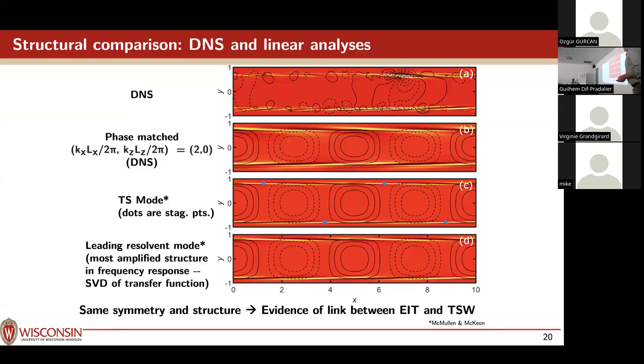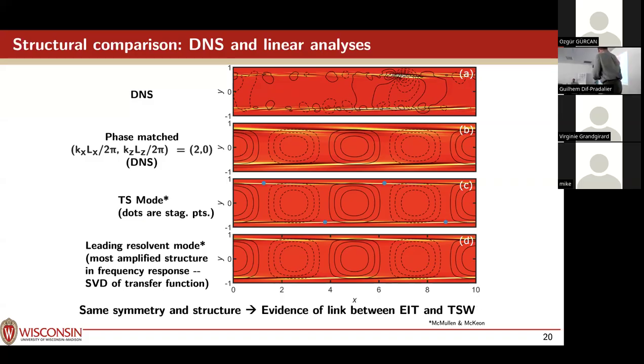Okay. And so we back those original DNS results. This is the picture that I showed before. We can just do some filtering, and you see now a very clean structure. And then these are the wall normal velocities. This is what the Tollmien-Schlichting mode looks like for the viscoelastic case at that Reynolds number. And you see this very strong similarity between the two. And here we've actually highlighted where the stagnation is.